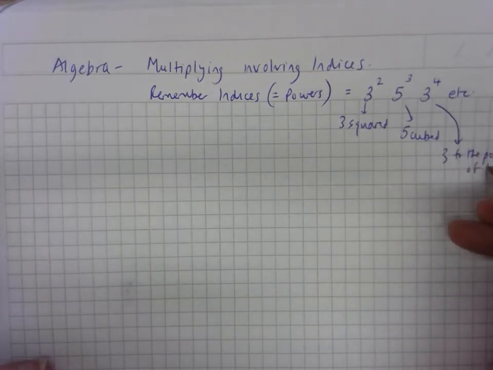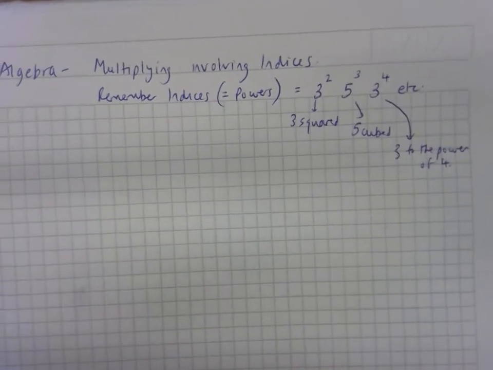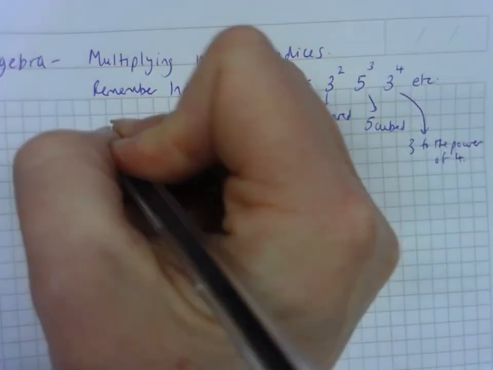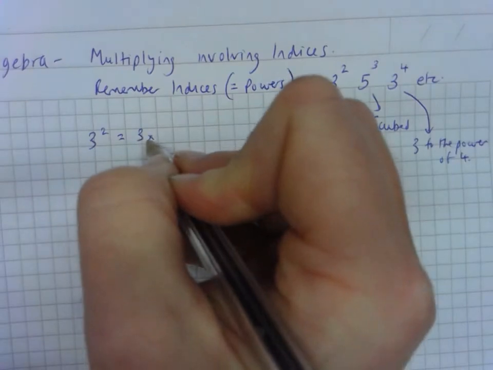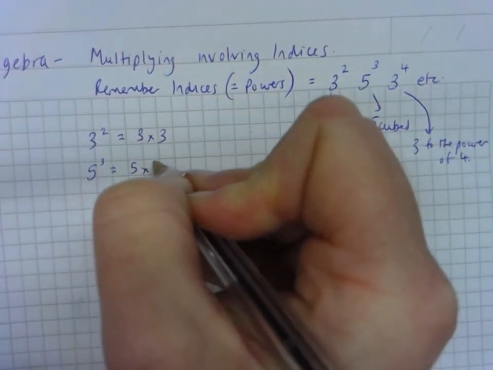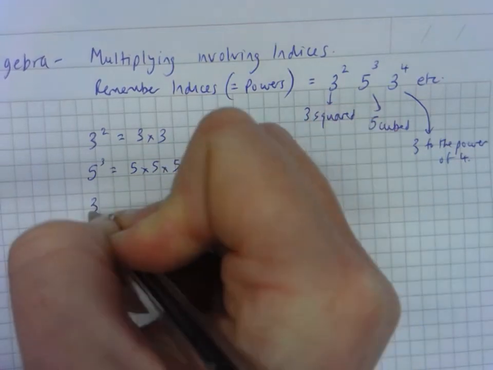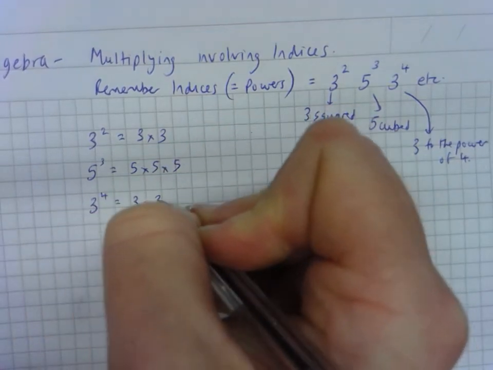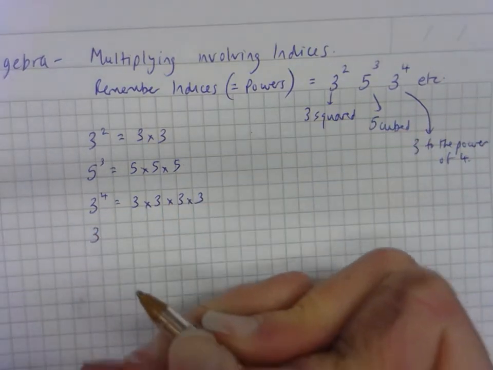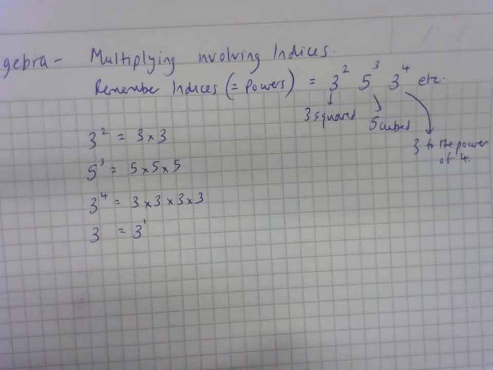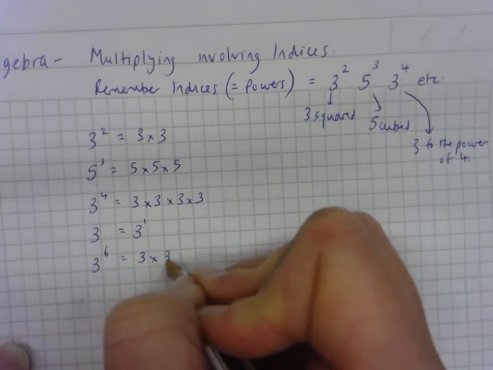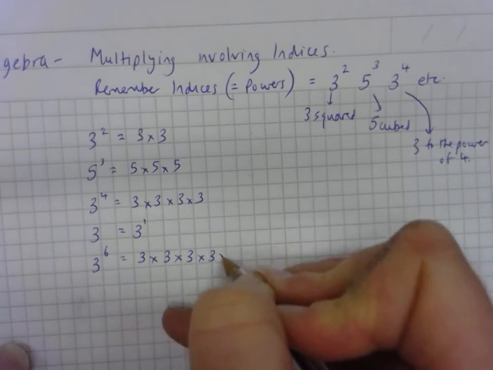So we looked at this in number, and if you remember, when we had 3 squared, we meant it was 3 times 3. And 5 cubed meant it was 5 times 5 times 5. 3 to the power of 4 would mean 3 times 3 times 3 times 3. If we just had 3, that was really 3 to the power of 1. And if we had, say, 3 to the power of 6, that would be 3 times 3 times 3 times 3 times 3 times 3.